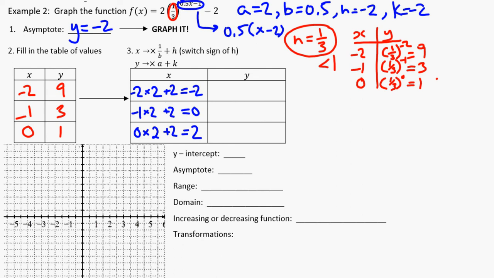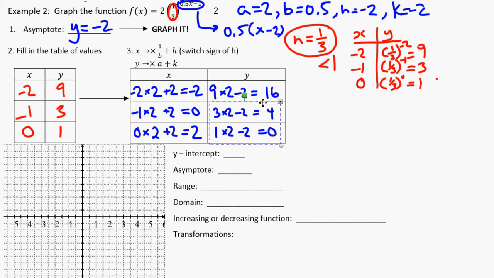So there are my x's. Let's go for y's. My first one is 9 multiplied by a, so 9 times 2, then -2. So here I'm going to have 18 minus 2, which is my favorite number, 16. Next one I'm going to have is 3 times 2 minus 2, so this is 4. The next one is 1 times 2 minus 2, and this is 0. So there are my y values.